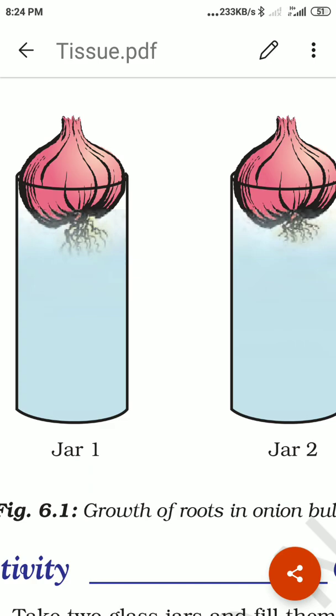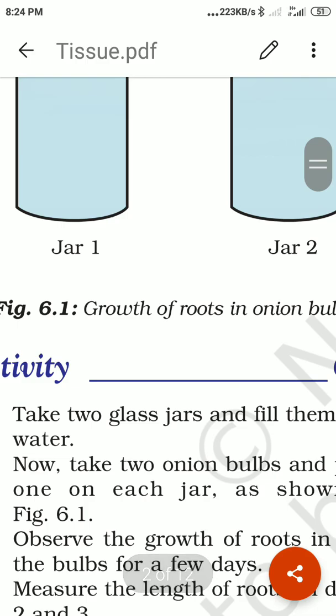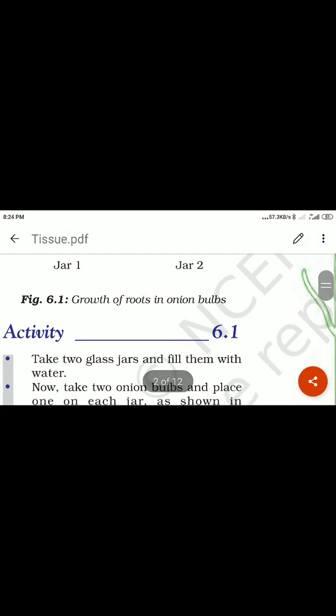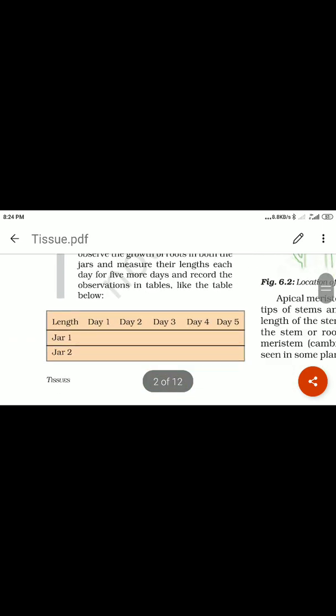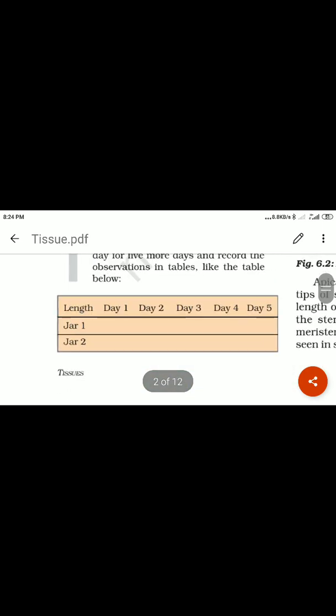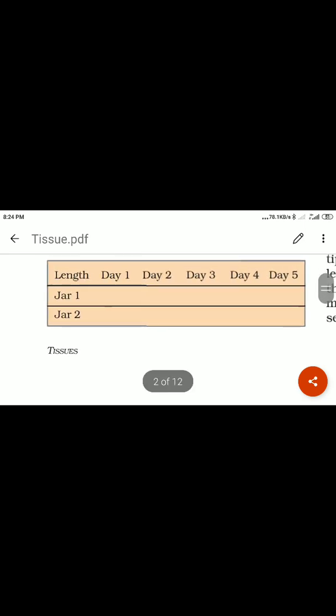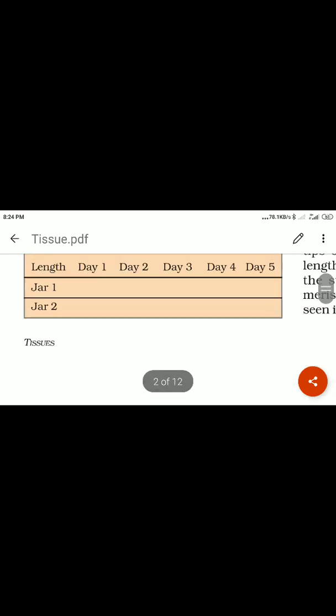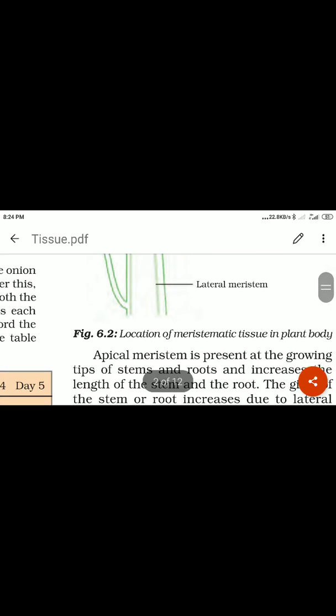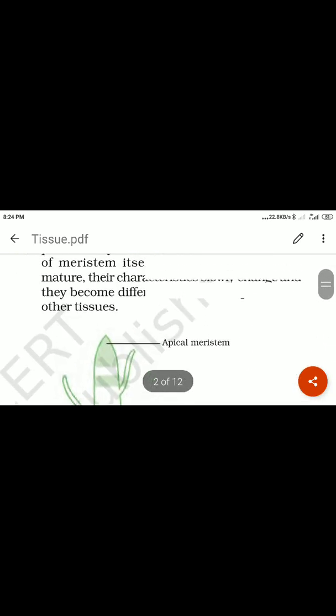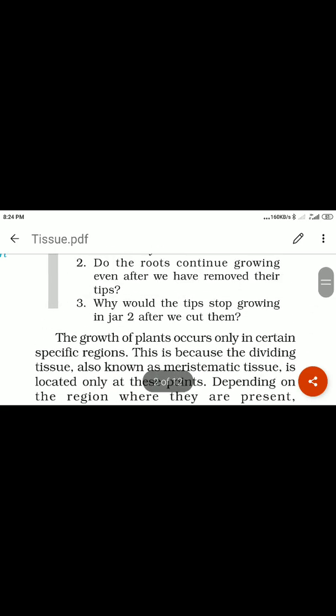And make a chart. You want to make the chart like this: the length in the first jar, the length in the second jar, first day, second day, third day. Day-wise here, and the length. After measuring the length, you can write down your observations.